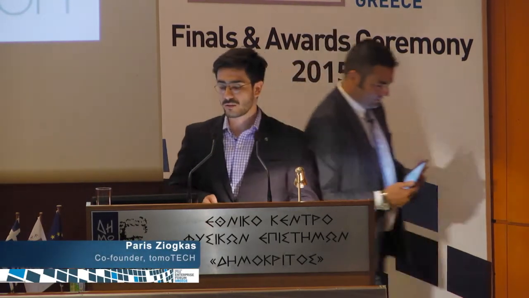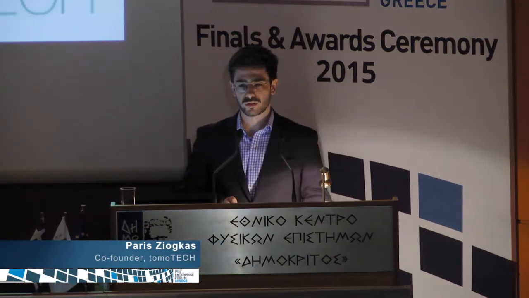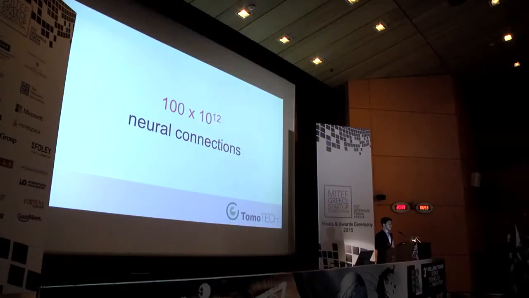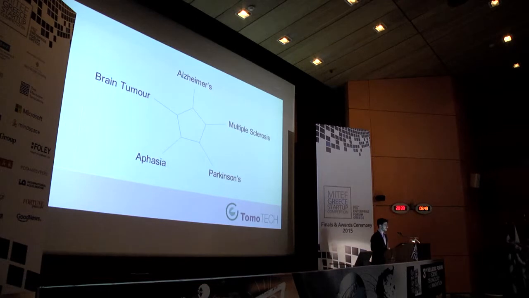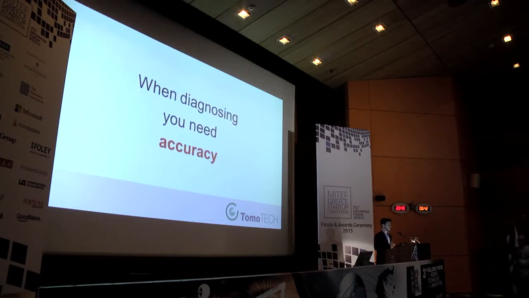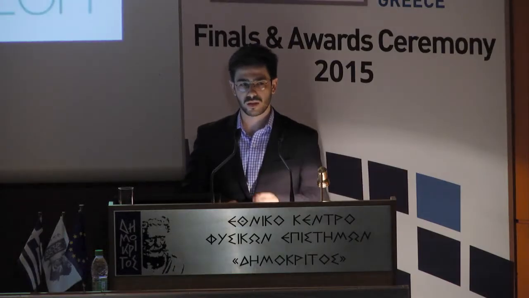Did you know that our brain consists of 100 trillion neural connections? That's a huge number. And imagine where you need to diagnose severe chronic diseases such as brain tumor, Alzheimer's, and multiple sclerosis. The most important element that the doctor has to be provided with is accuracy. But let's take one step backwards.